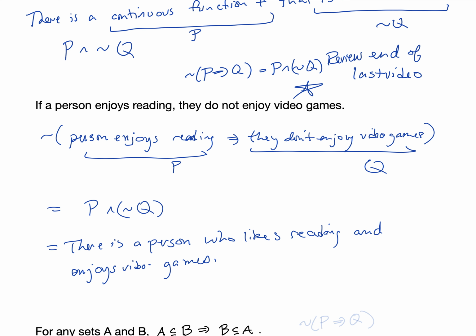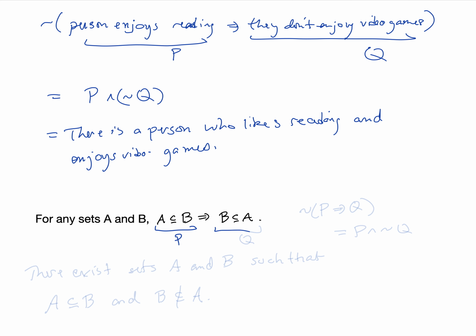Next, we've got another implies statement. Again, here's our p, here's our q. The negation of p implies q is p and not q. So there exist sets A and B such that P is true, A is a subset of B, and Q is false, B is not a subset of A. That would be the negation of this statement.